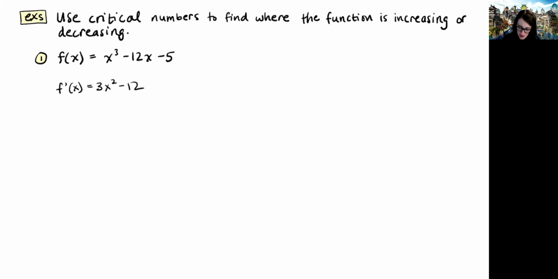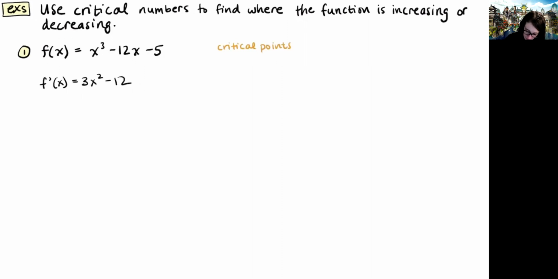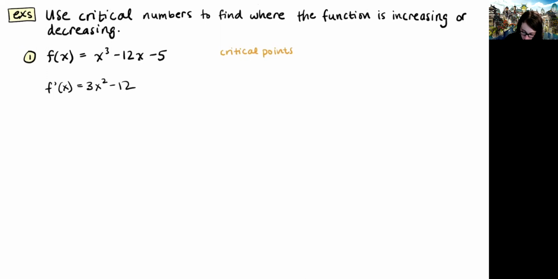Now the next thing that we want to do is locate these critical numbers or critical points. Now remember that there are two flavors of critical numbers or critical points. One of them is where the derivative is equal to 0. So that is literally just taking our derivative, setting it equal to 0, and solving it for x.